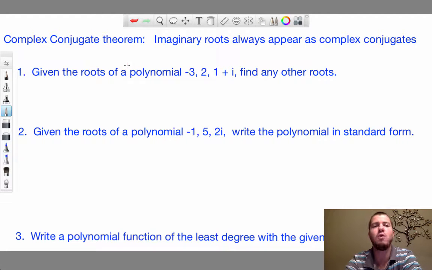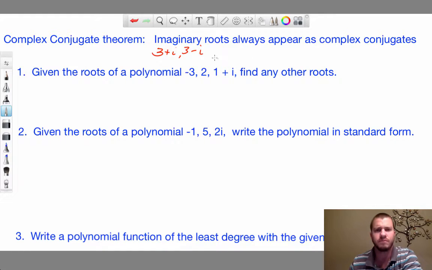Okay, so we have a couple more theorems. The first one we're going to cover is the complex conjugate theorem. What that says basically is if there are any imaginary roots or zeros, it's always going to appear with its complex conjugate. And remember, the complex conjugate is where the sign of the imaginary part changes. So if 3 plus i is a root or a zero, that means its conjugate is also going to be a root or a zero, 3 minus i.